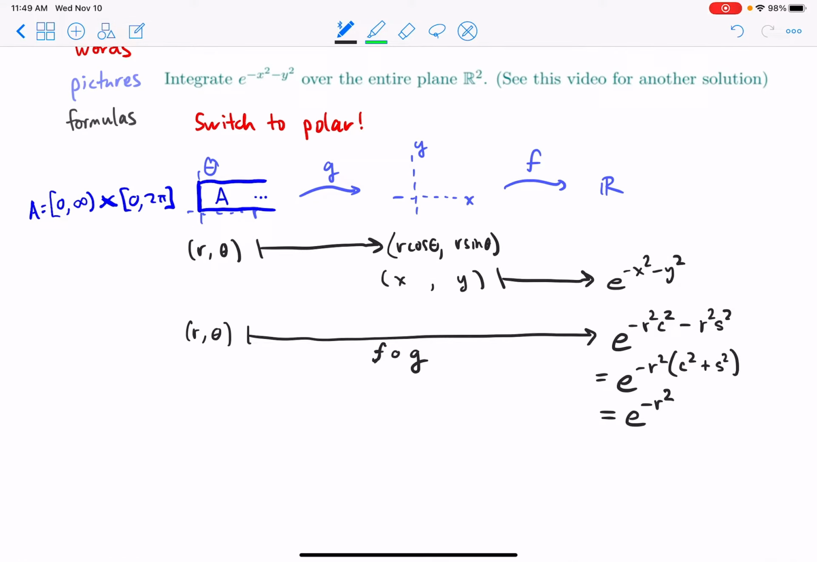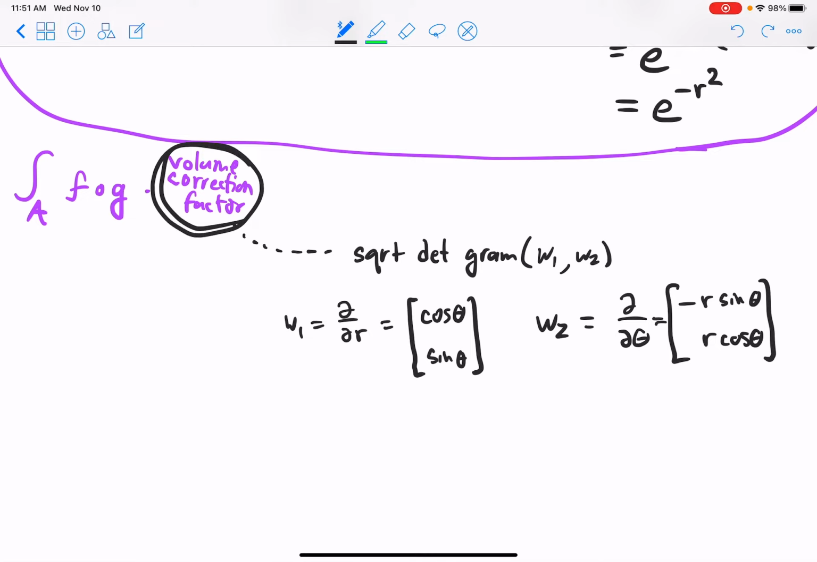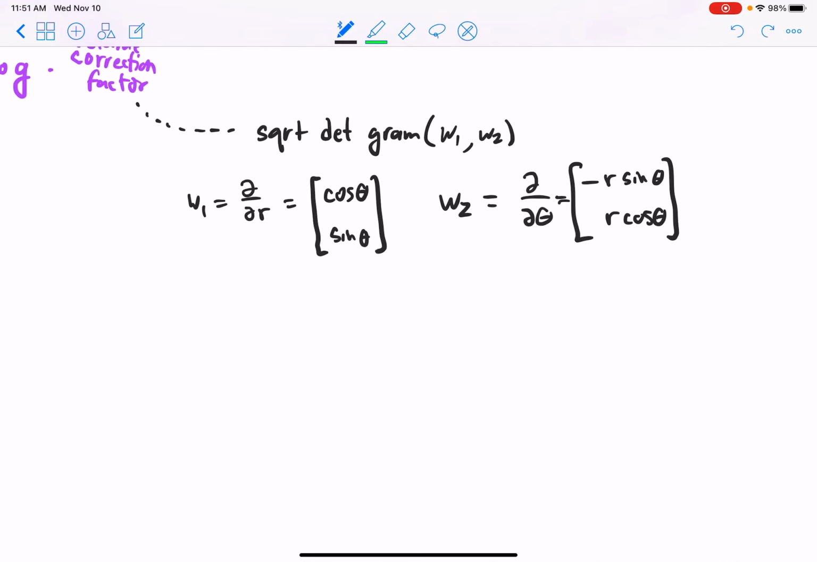W2, the second column of the Jacobian, comes from the second input variable, theta. And I take partial theta of these. Cos becomes a minus sine, and a sine becomes a cos. Great. Okay, so I just need to compute the Gram matrix of these two vectors, take its determinant, and then take the square root. And that becomes a function of r and theta that I integrate, multiplied by my other function. So we can do that.